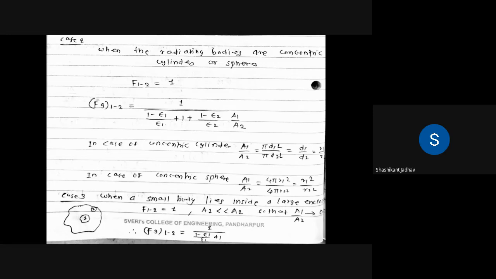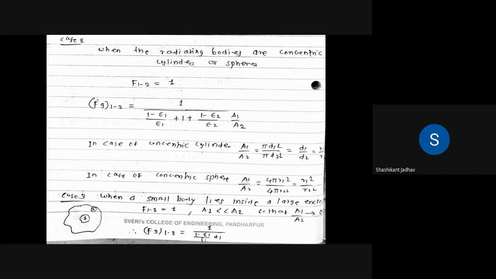So now we have to put this value into the gray body factors. Dekha aapla gray body factors se equation hai. In that equation we have to put this value, that is F12 is equal to 1 and A1 by A2 is equal to 0. Okay, so we have to put these values into that equation. So by putting these values, we get the equation of the gray body factor.